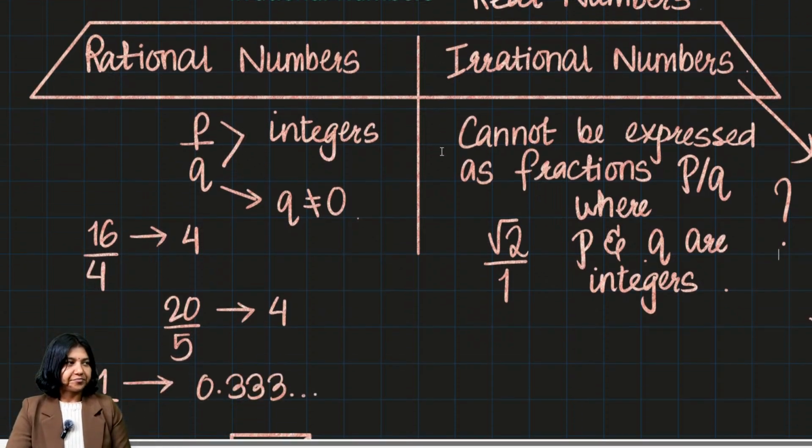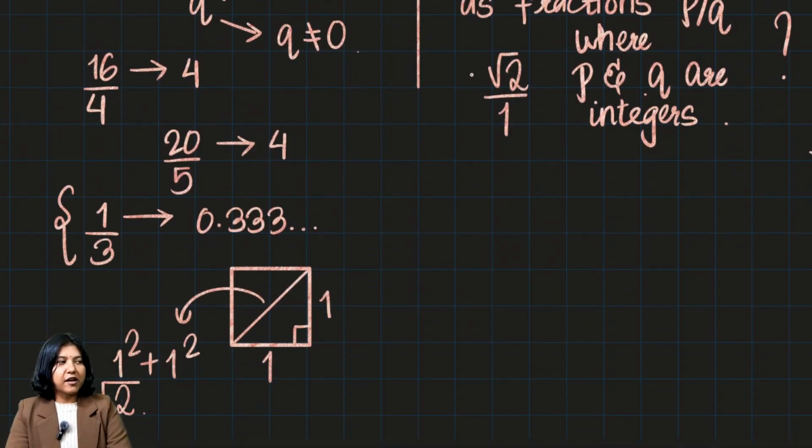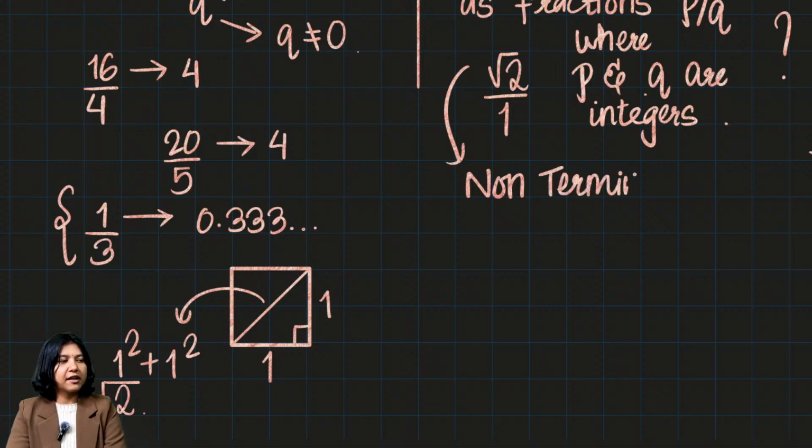Before getting into that construction part, the other way we express irrational numbers would be these kinds of numbers. If you use your calculator to find square root 2, you will see a number that's a never-terminating decimal. So we call it non-terminating, non-repeating.